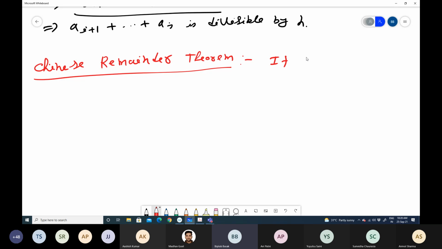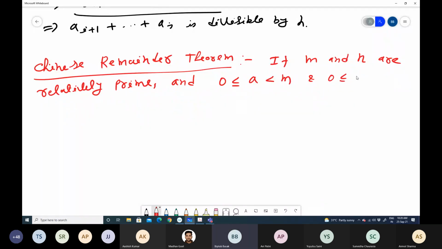It says, if m and n are relatively prime. Relatively prime means they do not have any common divisor other than 1. You know what the concept of relatively prime is, right? Yes, sir. That's when GCD is 1. And it is given that 0 is less than or equal to a, strictly less than m, and 0 is less than or equal to b, strictly less than n.